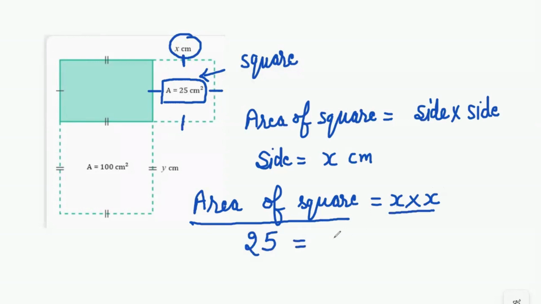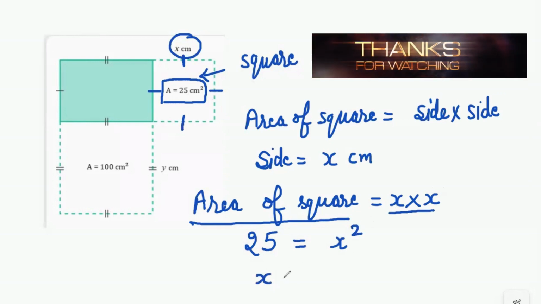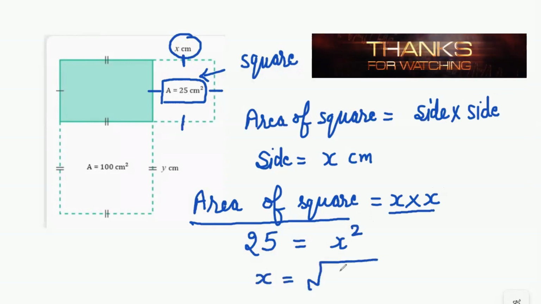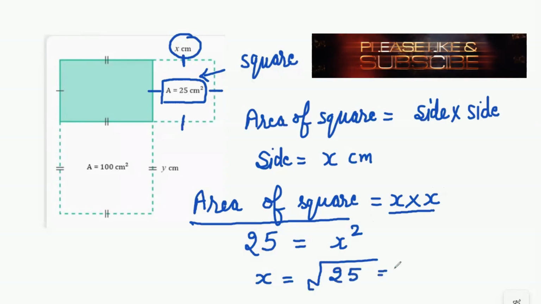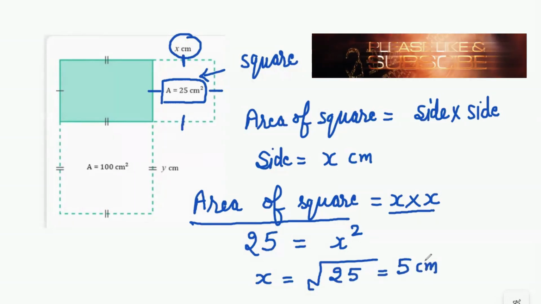x into x can be written as x square. Now, if I need to find out the value of x, I will take a square root and the answer will be 5 centimeter.